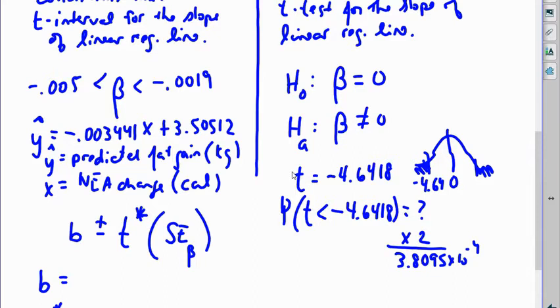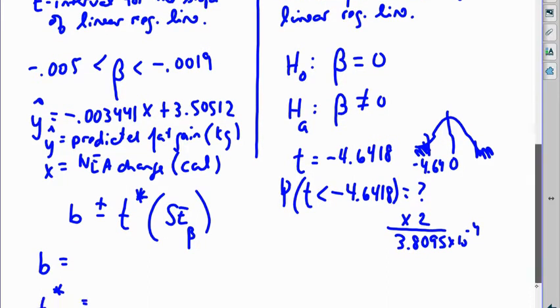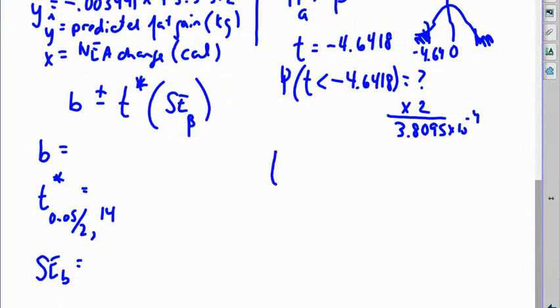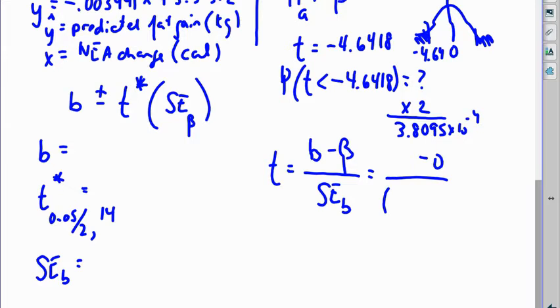So how would we have found this by hand? I would have had to find my t-test statistic, and that would have been b minus the hypothesized value, which is going to be 0, over my standard error of my slope. And so I would have the b, which I would get from the equation, subtract 0, and I would need to know what that standard error was right here. So I'm going to need those numbers.